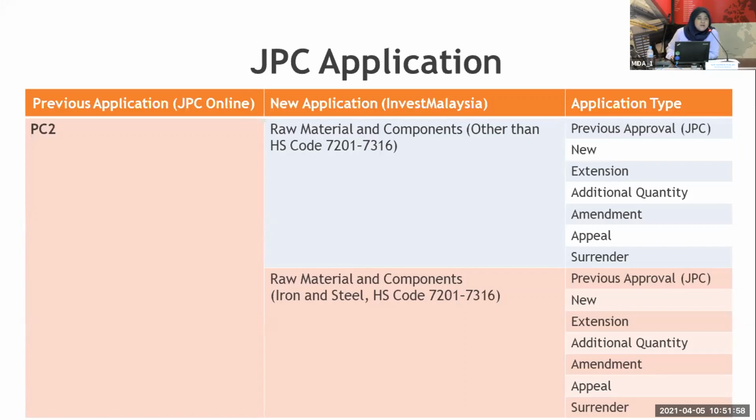And then we have new application, extension application, additional quantity application, amendment application, appeal application, and surrender application. Again, our focus for today will be on the raw material and component other than HS code 7201 to 7316, the one that I highlighted in blue here. I don't know whether you can see it.